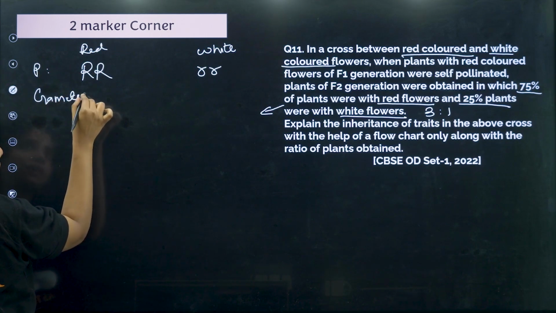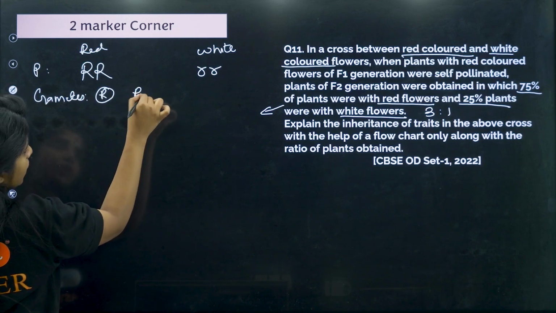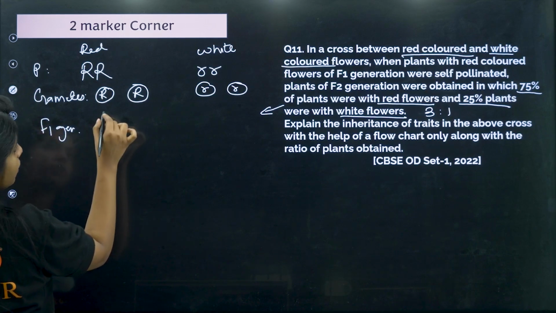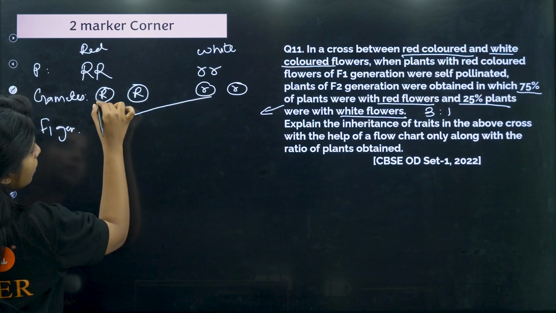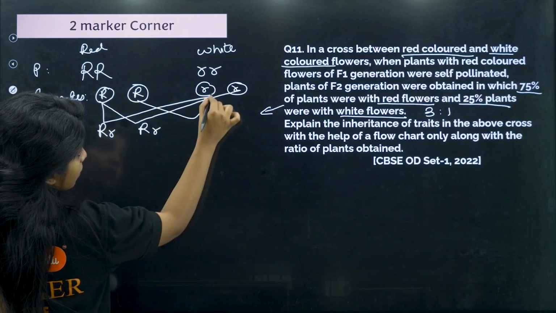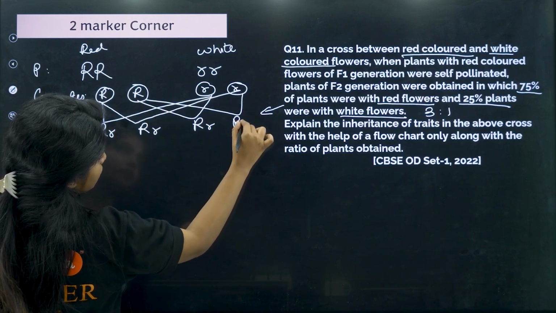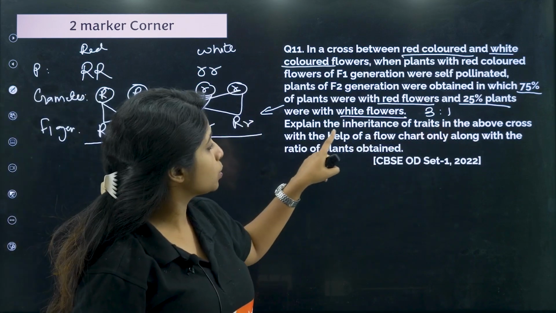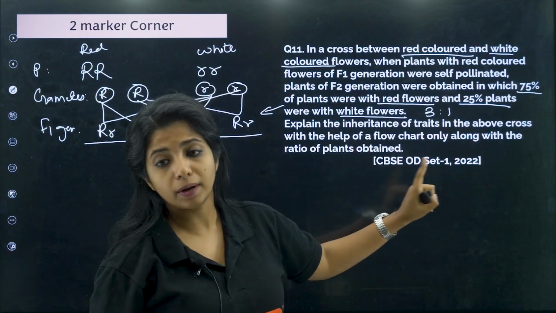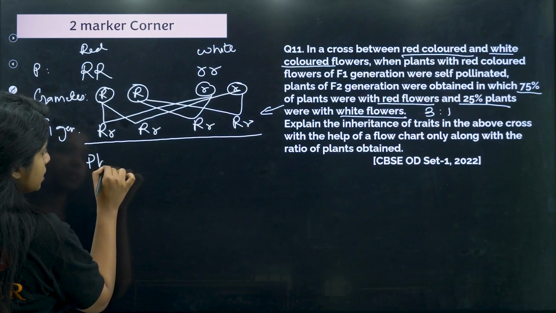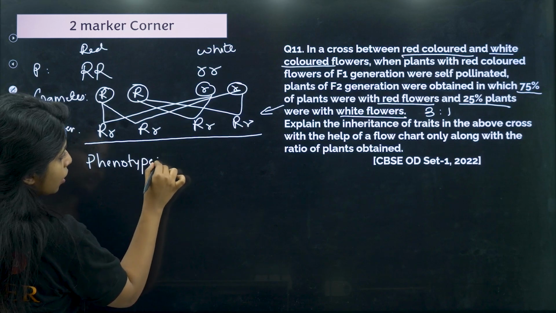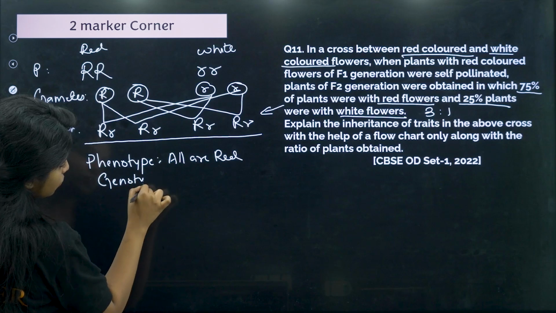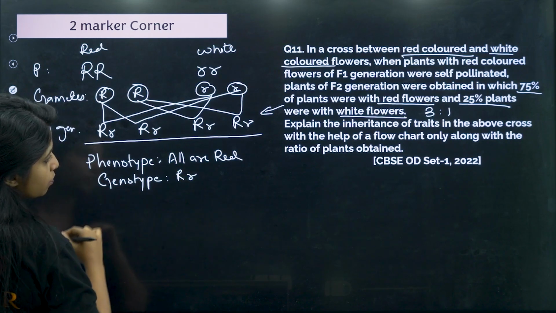Please don't write P like this in the exam, okay? The gametes will be capital R, small r. And now the F1 generation that you will be having will be capital R, small r, capital R, small r, capital R, small r, capital R, small r. Children, explain the inheritance of traits in the above cross with the help of a flow chart only along with the ratio of the plants obtained. So over here you see phenotype, all are red. Genotype, no ratio needed, all are capital R, small r.